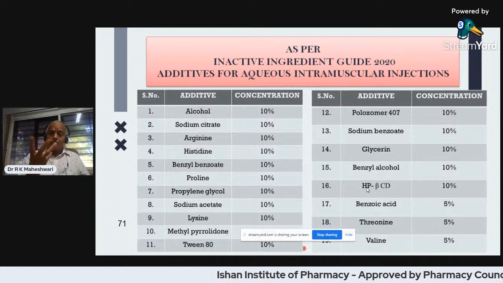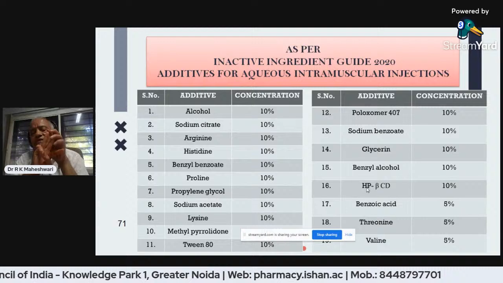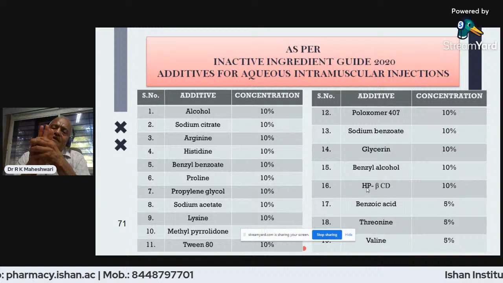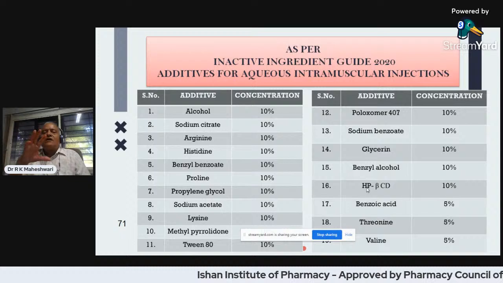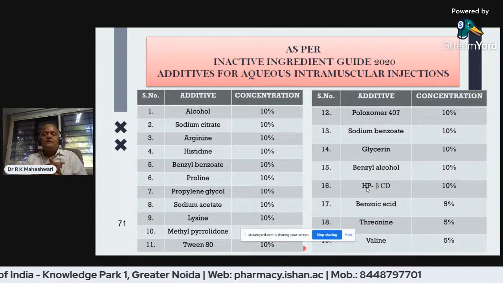For example, from this list, number 2, sodium citrate 10% is safe, number 8, sodium acetate 10% is safe, number 13, sodium benzoate 10% is safe. Total became 30%. So this is a mixed hydrotropic solution of 30% weight by volume strength. If your drug has good solubility in this 30% three-hydrotropic-agent solution, and the solubility is achieved to the desired level, intramuscular injections can be formulated, which can be marketed.